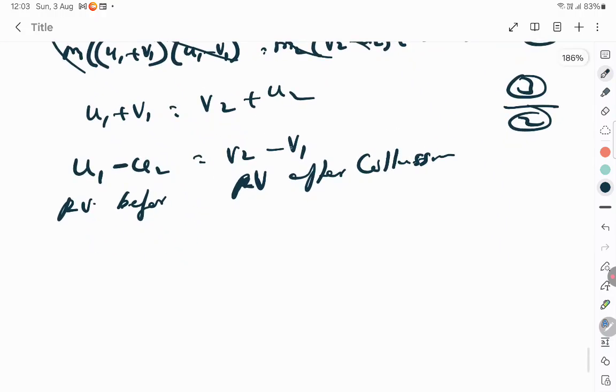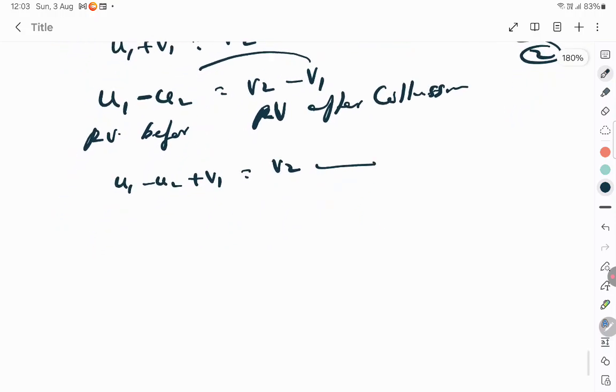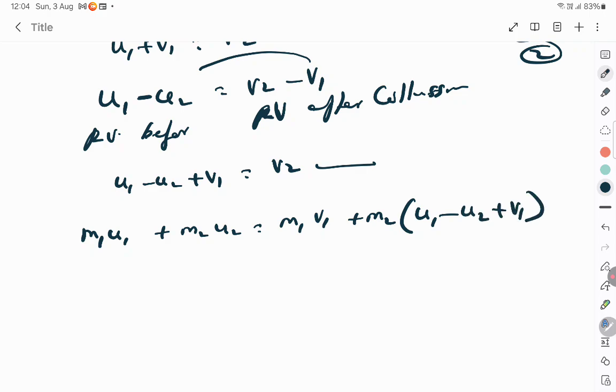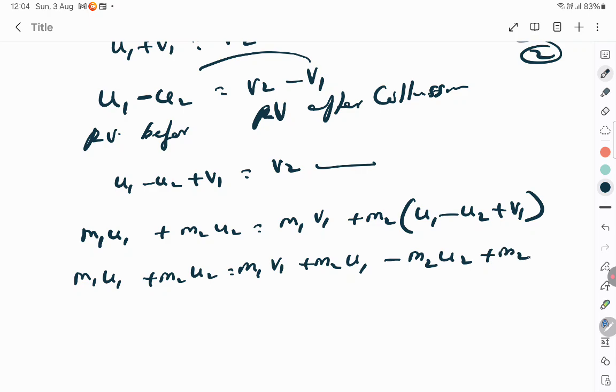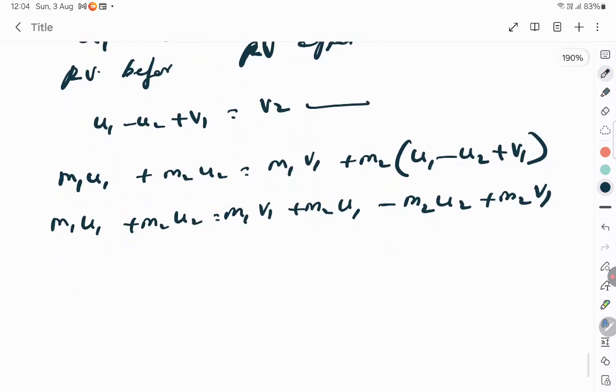From this you can write a formula: take the v2 to the other side and write u1 minus u2 plus v1 is equal to v2. Take this and substitute in the first equation. In conservation of momentum, m1 u1 plus m2 u2 is equal to m1 v1 plus m2 v2, you write v2 as u1 minus u2 plus v1. Now multiply: m1 v1 plus m2 u1 minus m2 u2 plus m2 v1. You can take this to the other side and make it 2m2 u2.